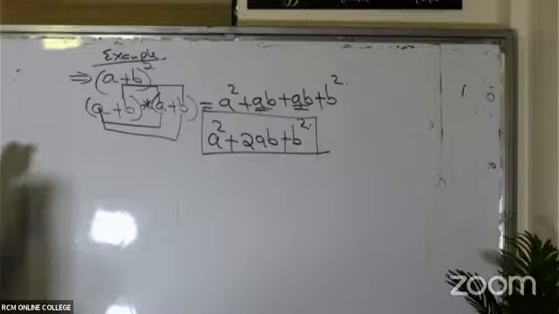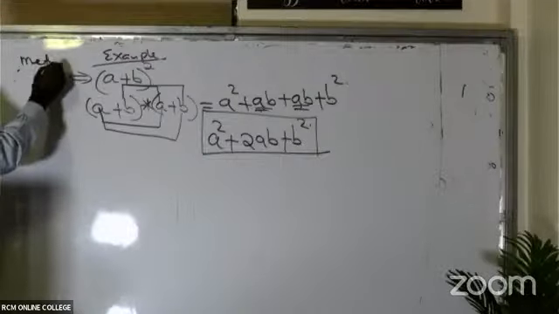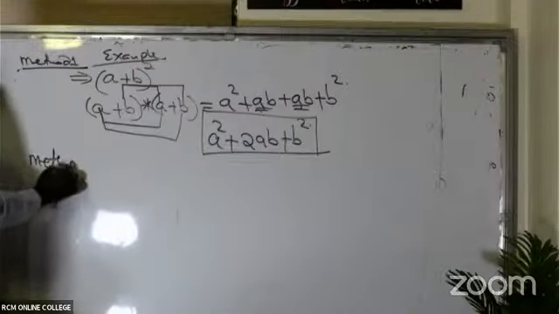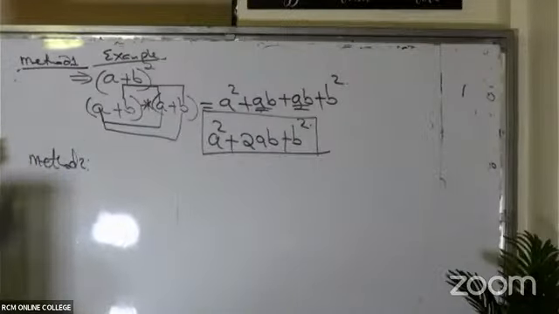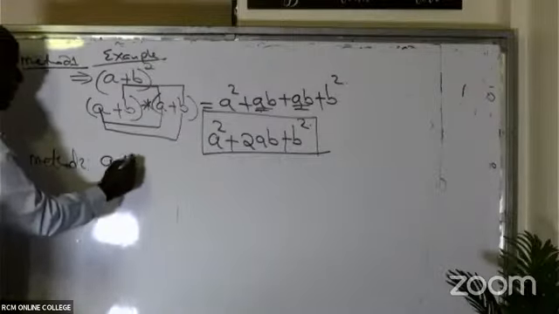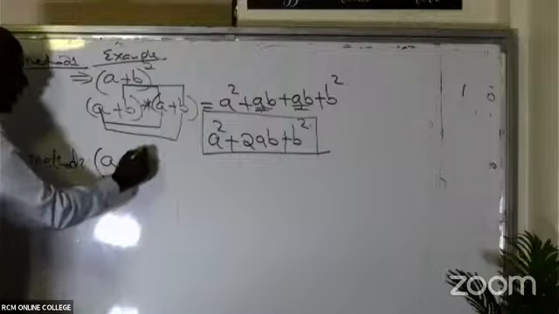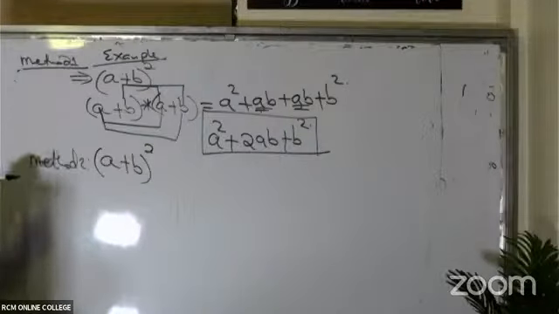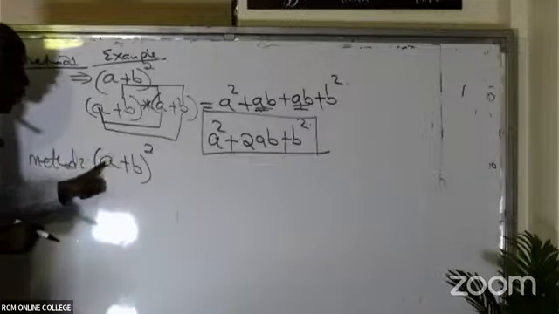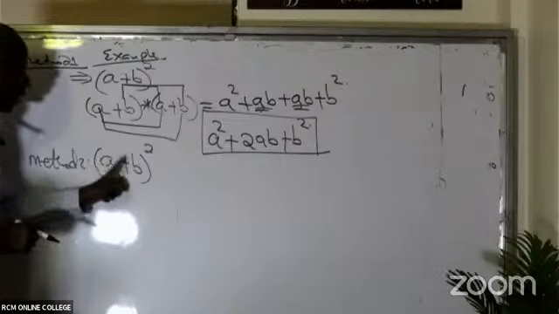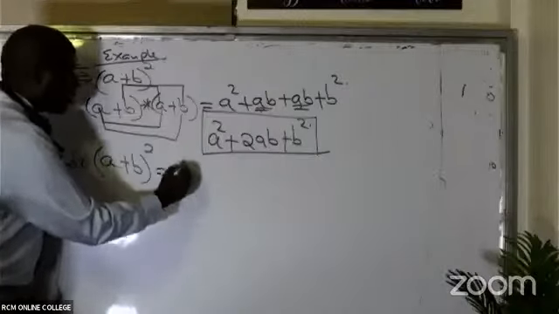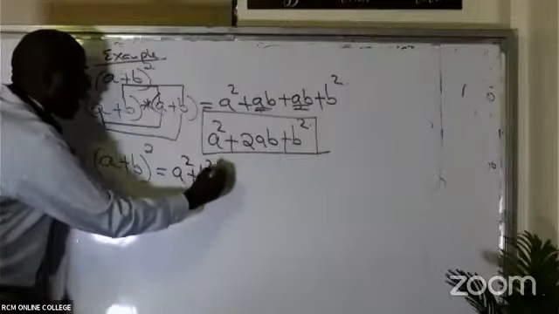Please listen. This is method 1. And then we have method 2, which is the shortcut method. If for example you are given a plus b, and then they tell you to square, there are two things you must always know. Each one of them will be individually squared. So this will be the same as a squared plus b squared.